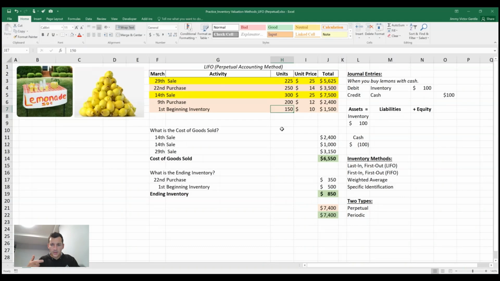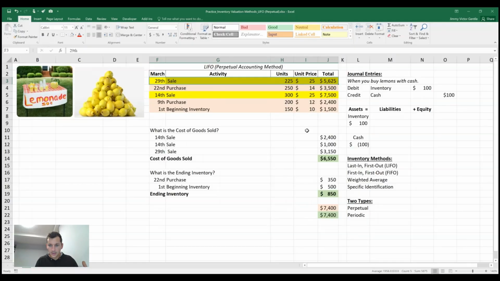But we still have to keep going because there were more sales throughout the period. So later in the month, you purchase some more inventory again on March 22nd, and you start to stack up this pile again. Then on March 29th, you sell some more lemonade. And so you're going to go in and reduce the amount you have in inventory.